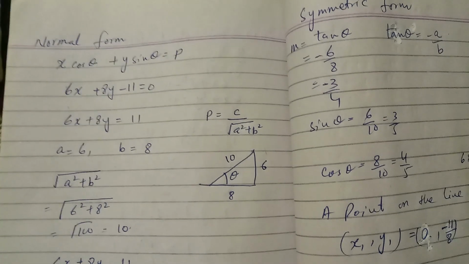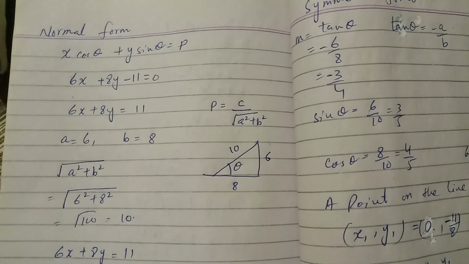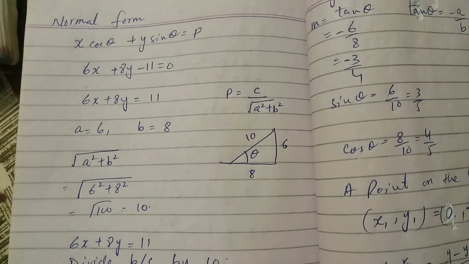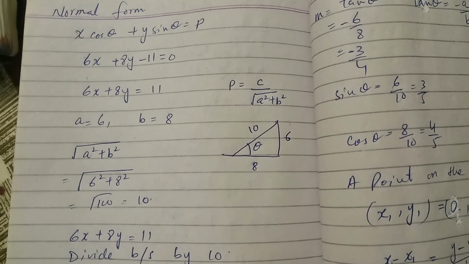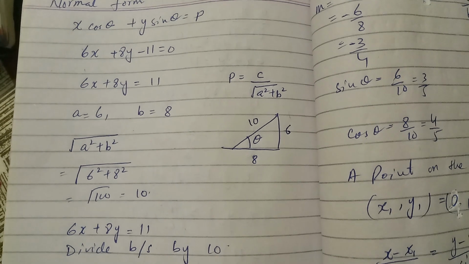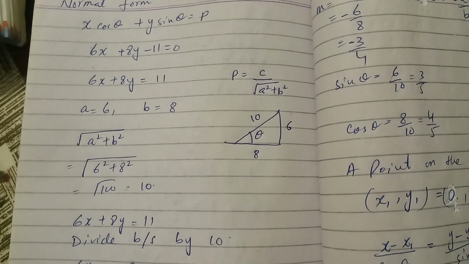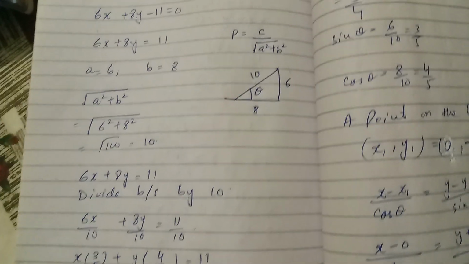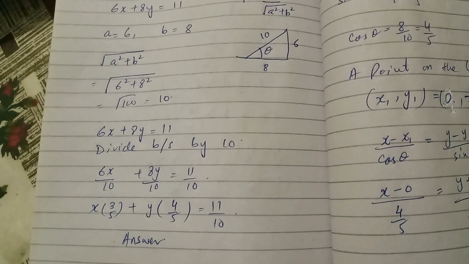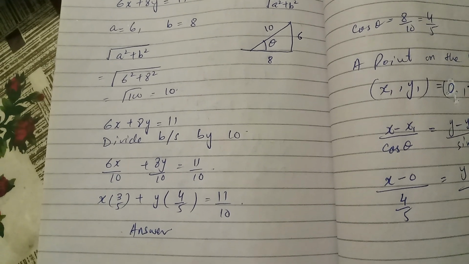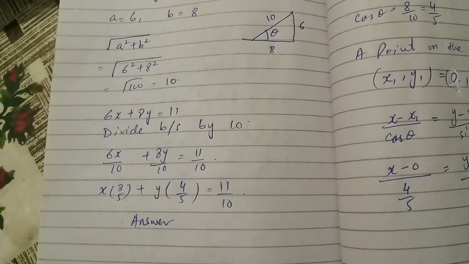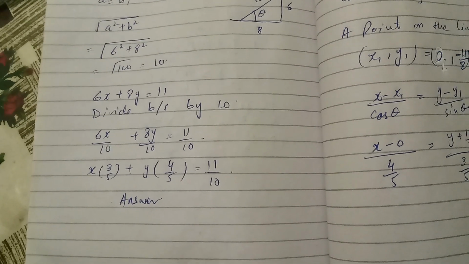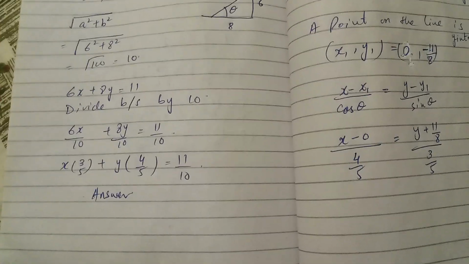Then normal form. The formula is x cos theta plus y sin theta equal to p. The equation given is this one. A is 6, B is 8, and C is minus 11. So by formula we can find the perpendicular 6, base is 8. We can find the hypotenuse by using the Pythagoras theorem, that is 10. Now we have to divide both sides by 10. It will become 6 over 10 x plus 8 over 10 y equal to 11 over 10. Simplifying, we have got 3 over 5 x plus 4 over 5 y equal to 11 over 10. It is the required form of the equation.